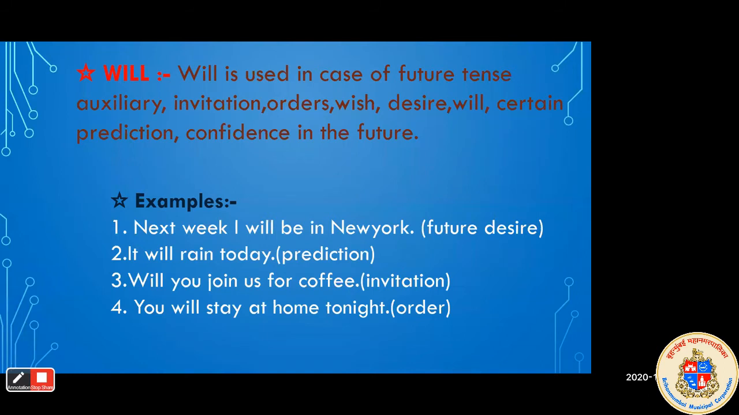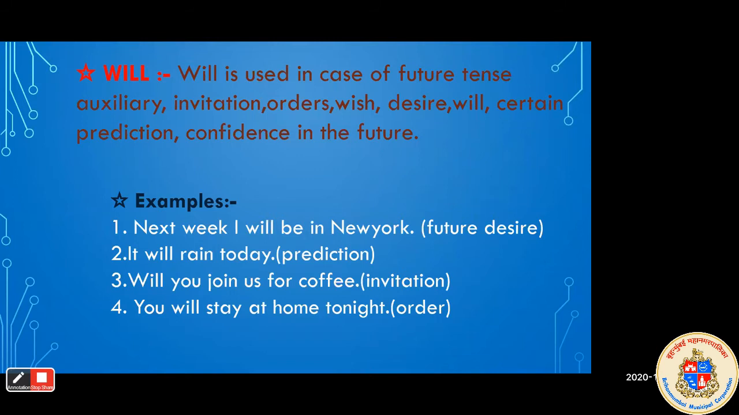In the second sentence, "It will rain today." He is not saying it confidently, yes or no? So while giving a prediction, we can use the word will. In the third sentence, "Will you join us for coffee?" Here, someone is inviting, yes or no? Someone is inviting to take a coffee. So, will you join us for coffee?